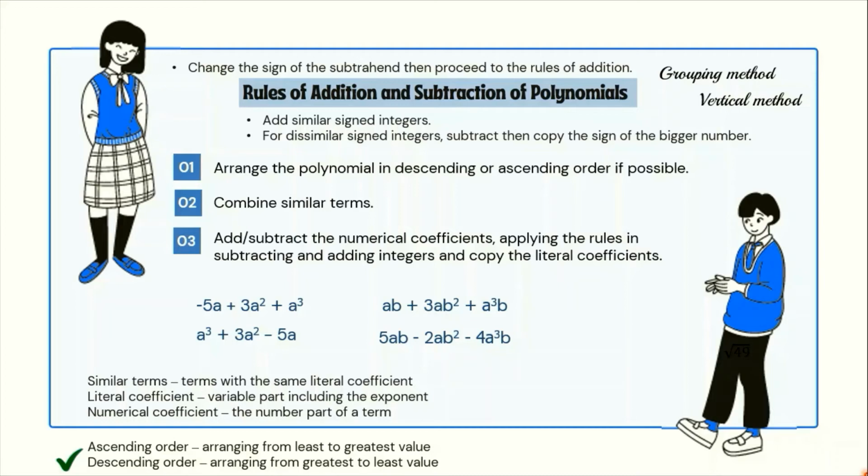Very important na alam natin yung rules ng addition and subtraction of integers para makapag-perform tayo ng addition and subtraction of polynomials, because that is the same rule applied here. Yung numerical coefficient, yun lang yung ating ina-add or subtract dito sa polynomials. We only copy the literal coefficients. So, itong numerical coefficients, treat them as if they were integers.